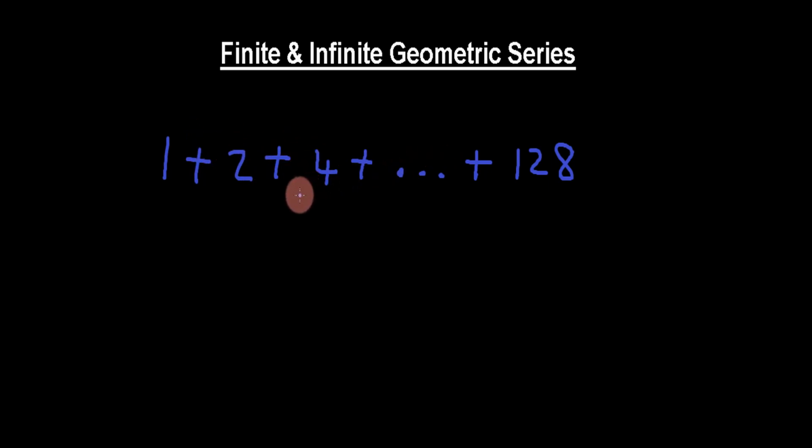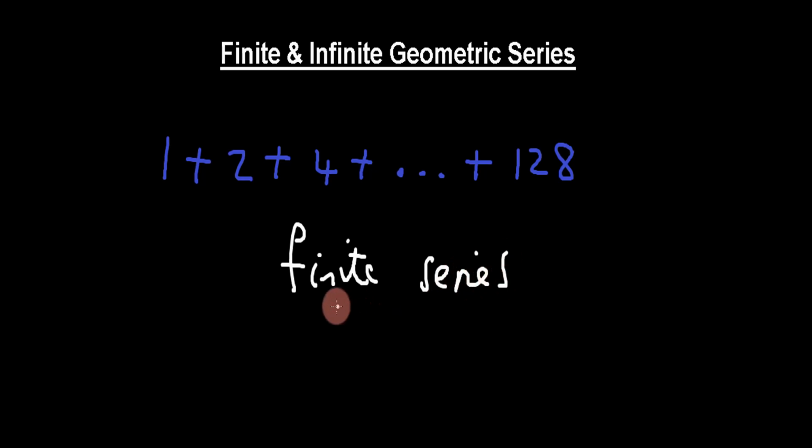The important thing to note here is that we are adding a limited number of terms. In other words, we have a last term, 128. So this geometric series is a finite series. And the reason why it's a finite series is because we are adding a limited number of terms. In other words, we have a last term.